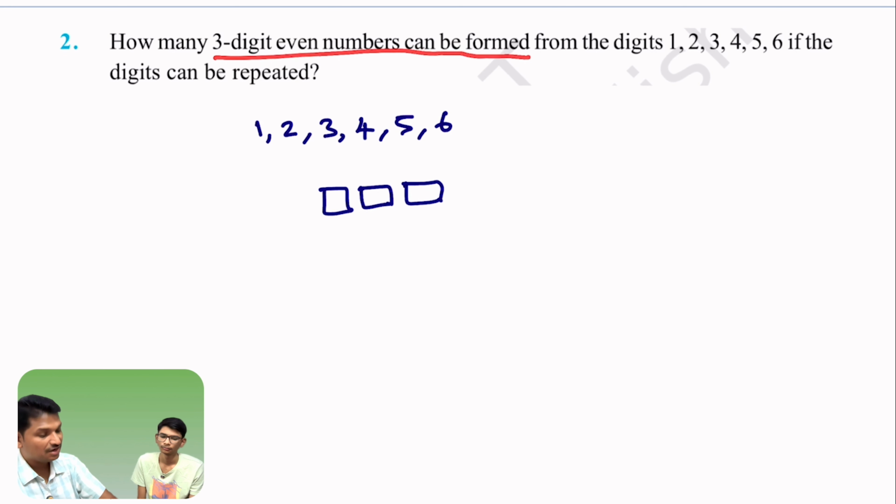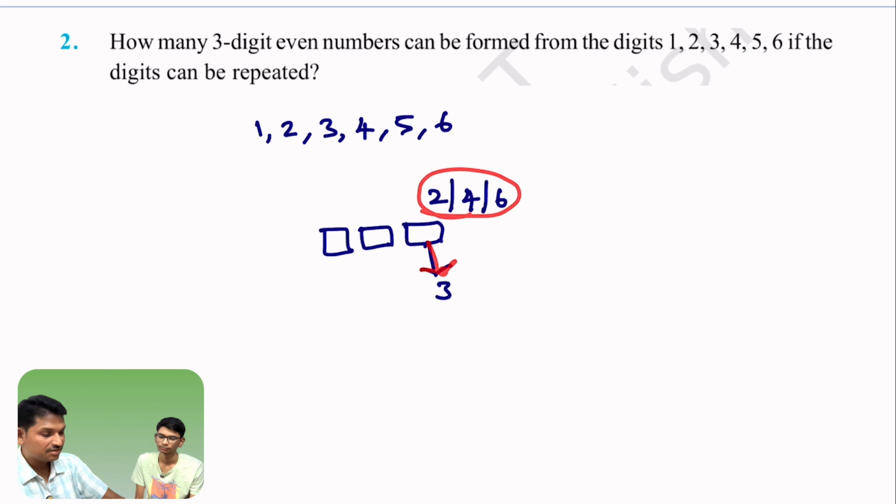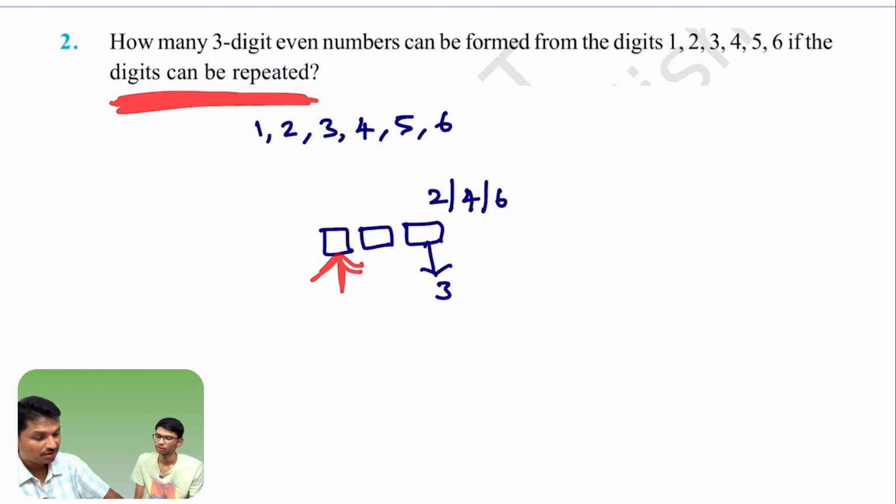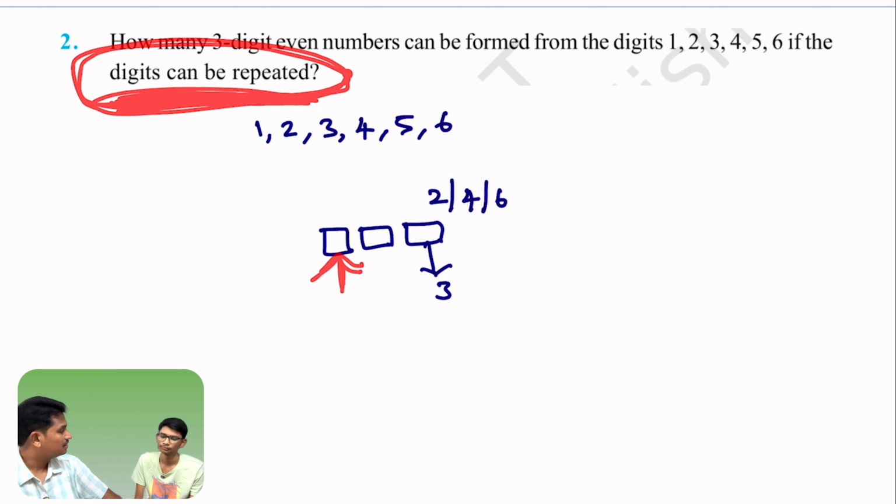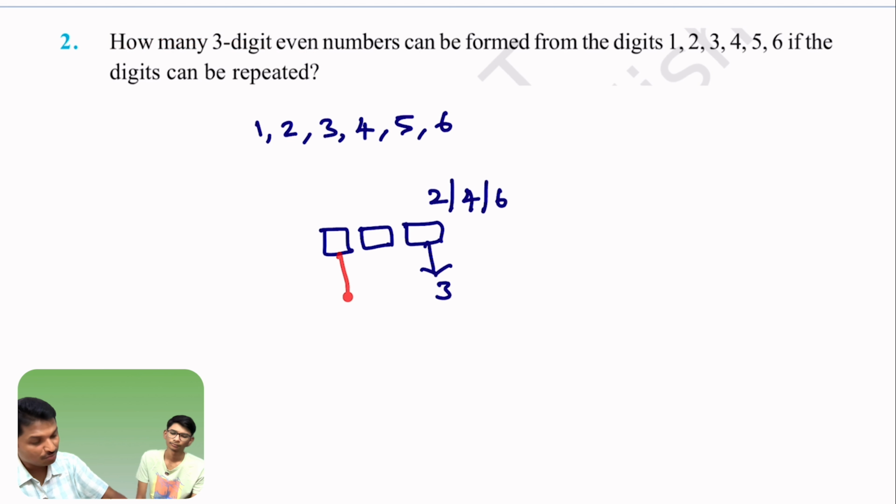For a 3-digit even number, the last box can be filled in how many ways? In 3 ways. What are those 3 ways? 2, 4 or 6. So the last box can be filled in 3 ways. Good. Now come to the first box. Here, is repetition of digits allowed or not allowed? It is allowed. Digits can be repeated.